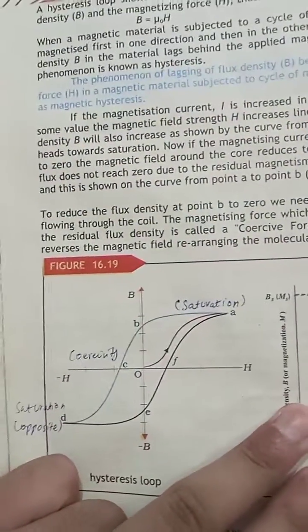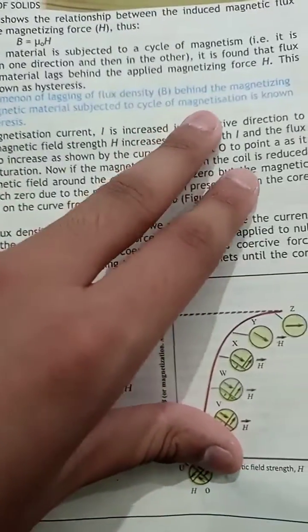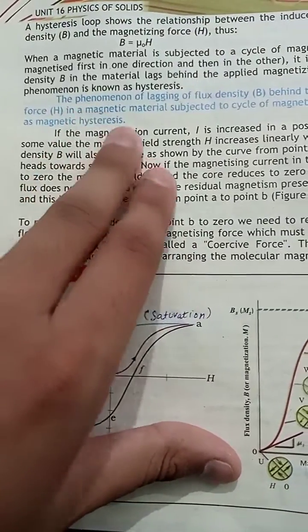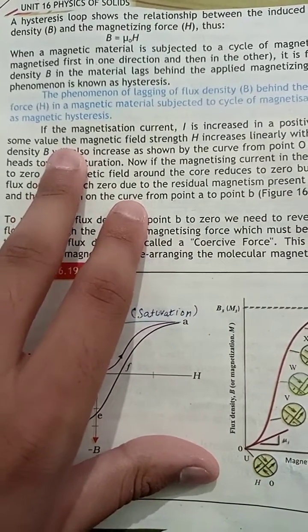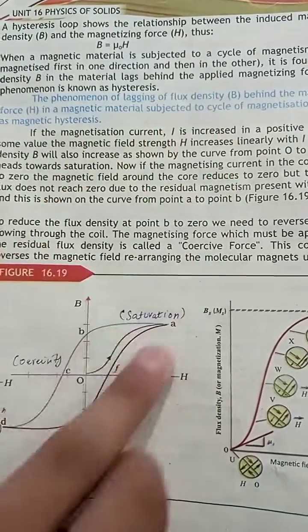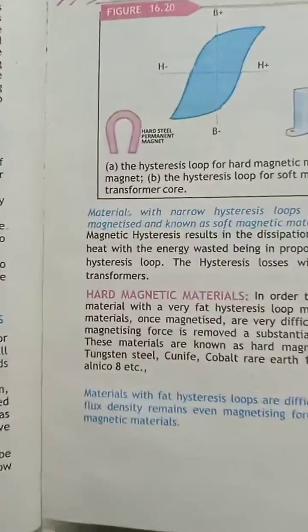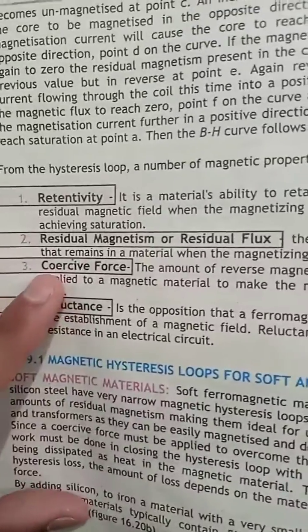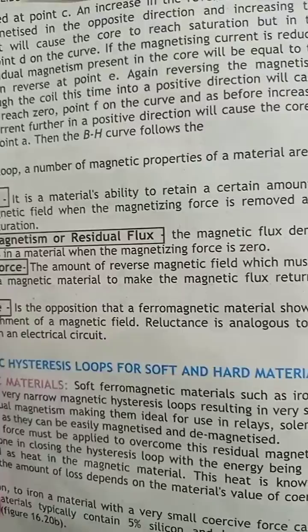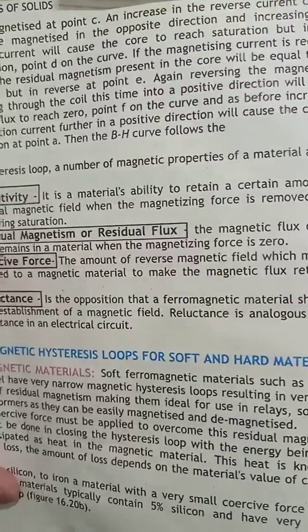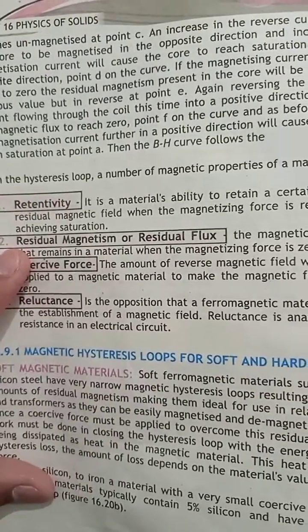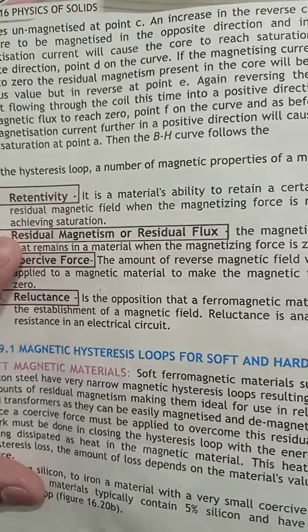Okay. The phenomenon of lagging of flux density B behind the magnetizing force in a magnetic material subjected to a cycle of magnetization is known as magnetic hysteresis. We mean the flux density is lagging behind the magnetizing force H, so this is fully based on B and H. There are four terms now. Retentivity, which we studied, is a material's ability to retain a certain amount of residual magnetic field when the magnetic force is removed after achieving saturation.